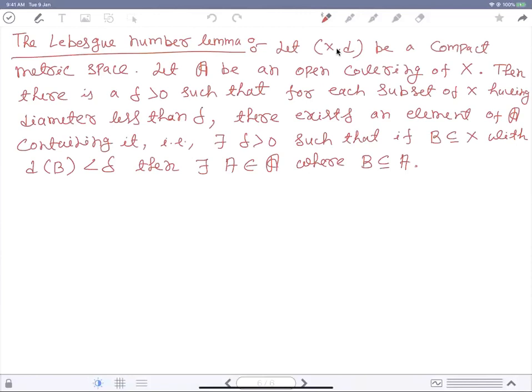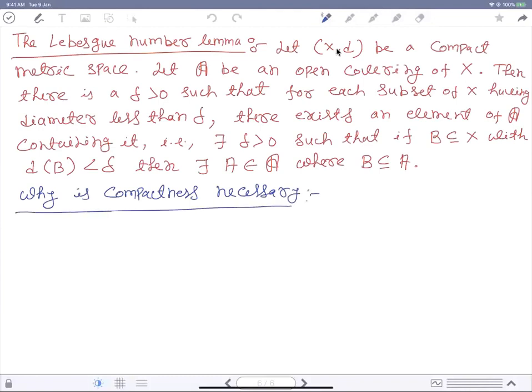Now the question is, why is compactness necessary? What if you have a non-compact metric space? So we choose X equal to the open interval (0, 1), and take the usual topology on R, or you can say the usual subspace topology in R. Obviously then X is not a compact metric space with the usual metric.